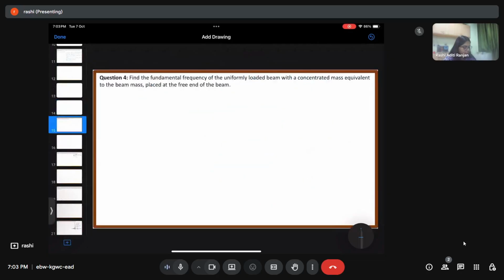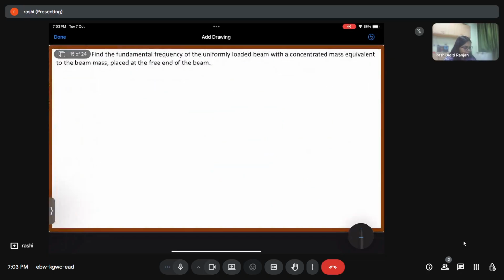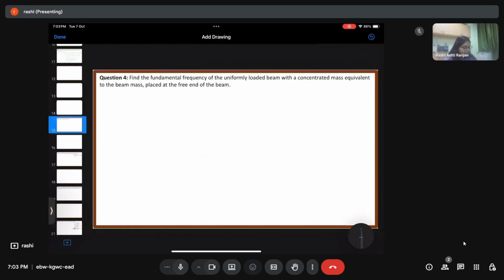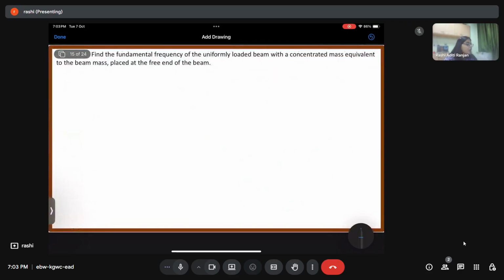Coming on to question number 4. Find the fundamental frequency of a uniformly loaded beam with a concentrated mass equivalent to the beam mass placed at the free end of the beam. Okay. So earlier, the question that we did was for a system wherein we applied an exciter. Now, this is for a case when we have a system which is a beam, and we applied a mass on the beam at the end. And so we have to find the fundamental frequency for the uniformly loaded beam with that particular mass only.